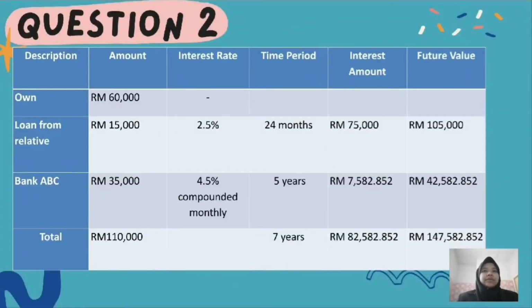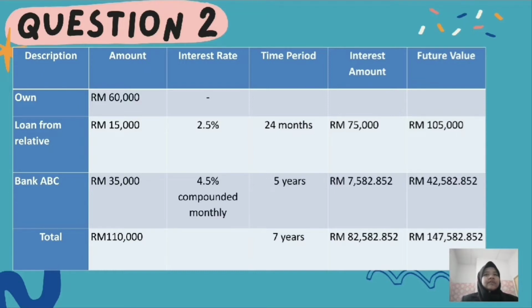In this table, you can see the interest rate for the loan from relative is 2.5% and the time period is 24 months. The interest amount is RM 75,000 and the future amount is RM 105,000. While for Bank ABC, the interest rate is 4.5% compounded 5 months, the time period is 5 years, and the interest amount is RM 7,582.52 and the future value is RM 42,582.